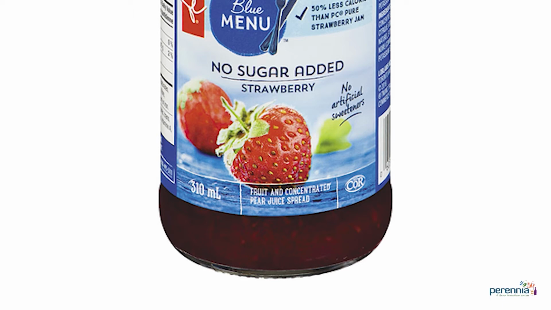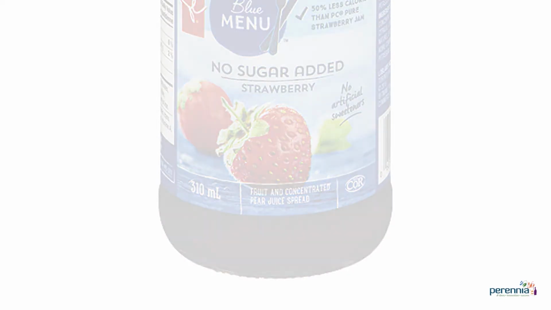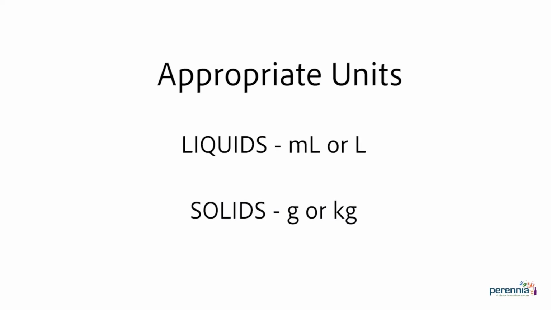Net quantity must also appear on the PDP and be in Canadian metric units. Appropriate units must be used. If your product is a liquid, the quantity must be in milliliters or liters, and if your product is a solid, then it must be in grams or kilograms.